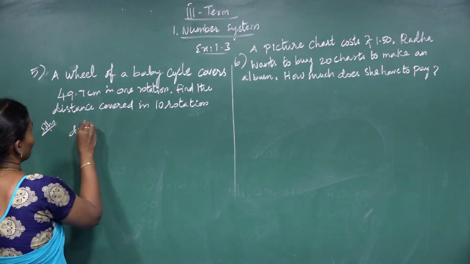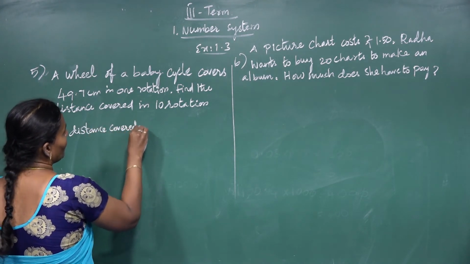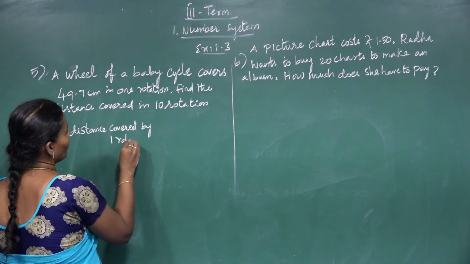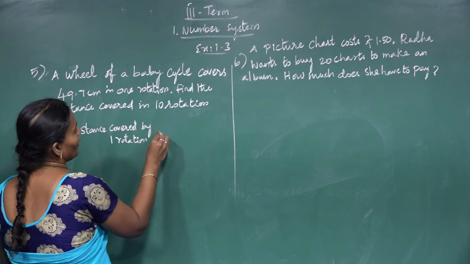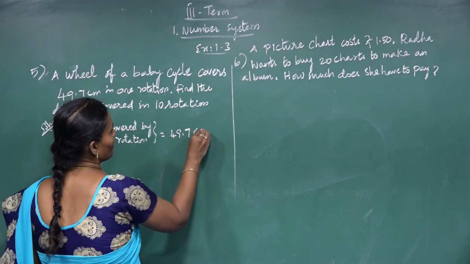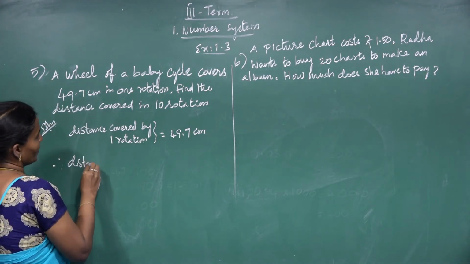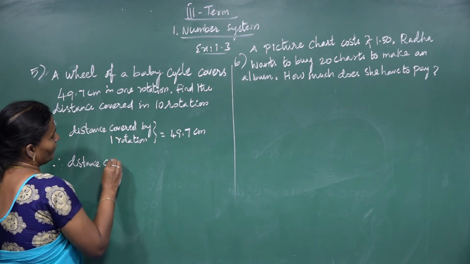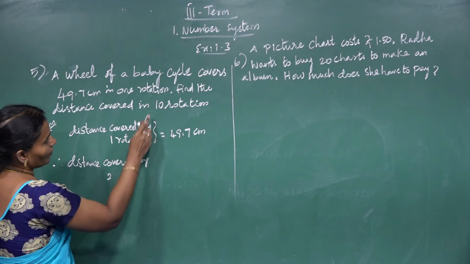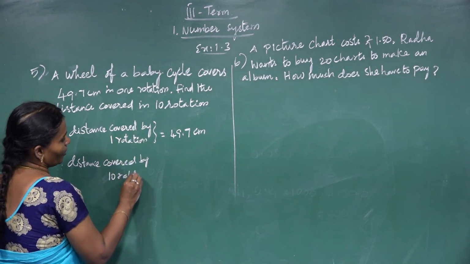Distance. How do you write? Distance covered by one rotation. That is equal to 49.7 centimeter. Okay. So therefore, the distance covered by 10 rotations.